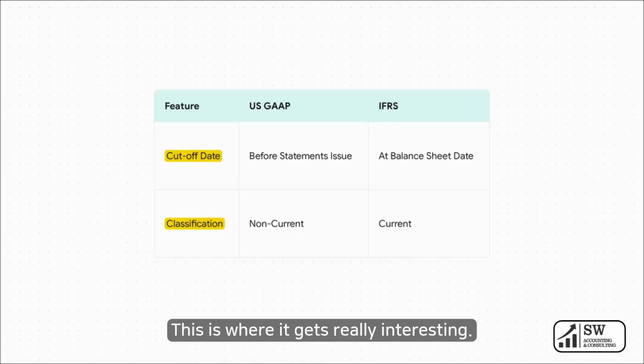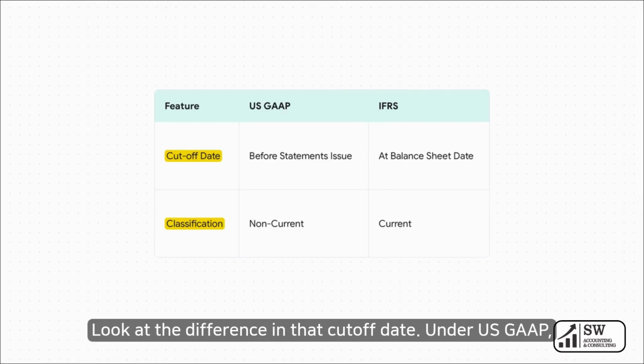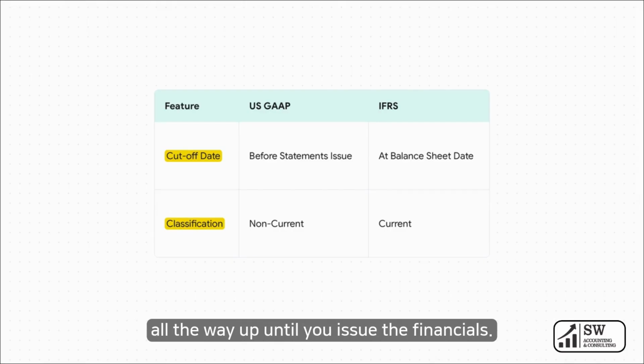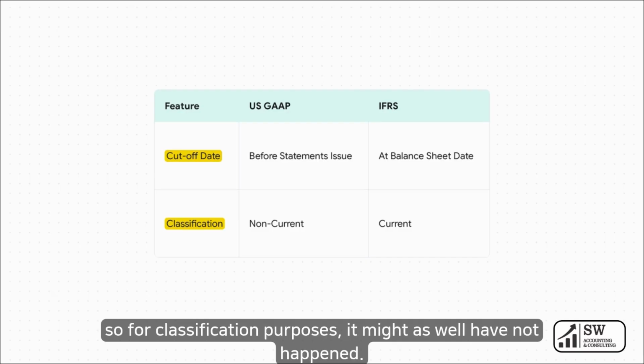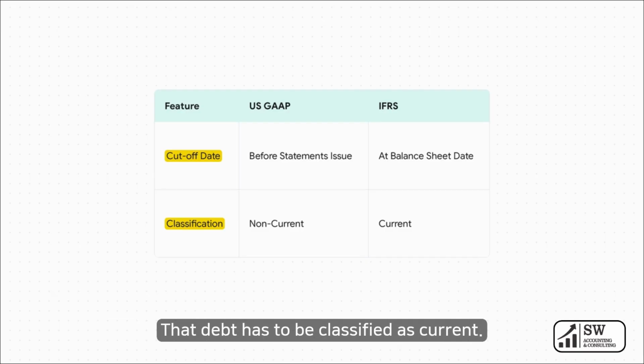This is where it gets really interesting. Look at the difference in that cutoff date. Under US GAAP, you get to look at events that happen after the year end, all the way up until you issue the financials. So, in our example, that loan becomes non-current. But under IFRS, that window slams shut right at the balance sheet date. The refinancing happened after December 31st, so for classification purposes, it might as well have not happened. That debt has to be classified as current.